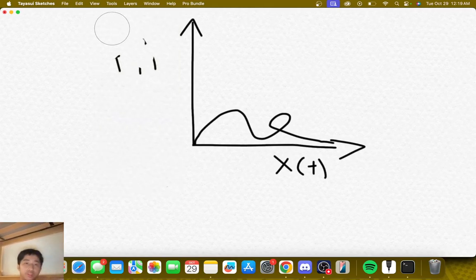What is this, eraser? Okay. Tools. Okay, y of t.